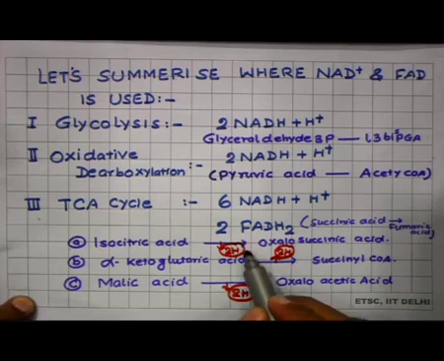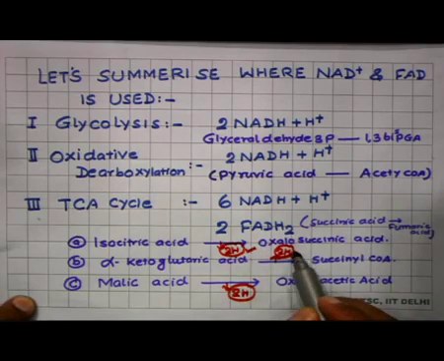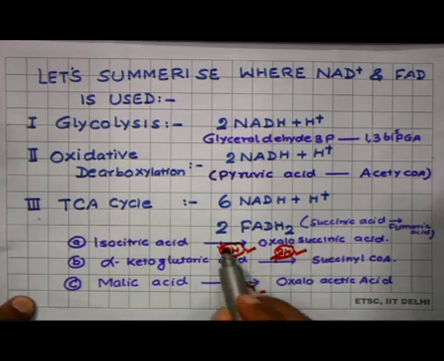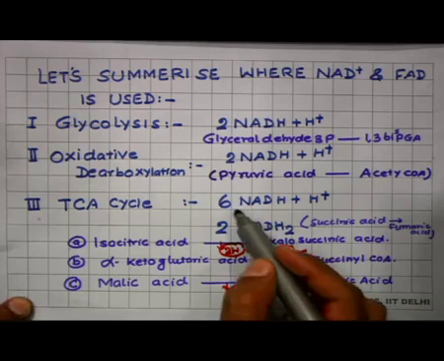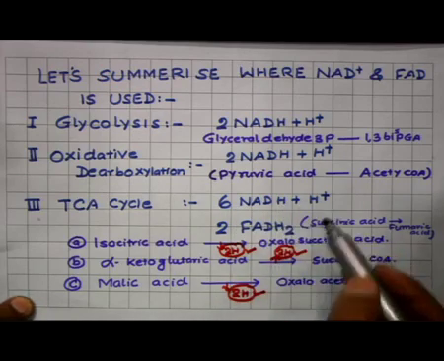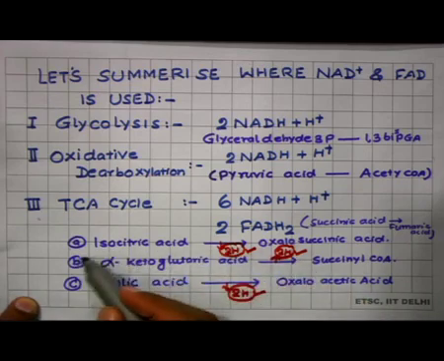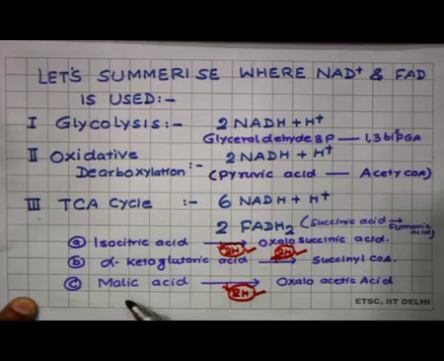So, these are the 3 steps. At each step 2 hydrogens are released and form NADH plus H plus. So, 2 molecules of isocitric acid, 2 molecules of alpha ketoglutaric acid, and 2 molecules of malic acid are involved in this process.